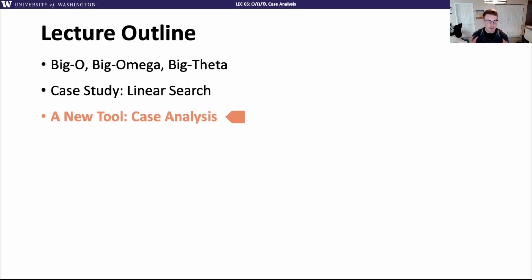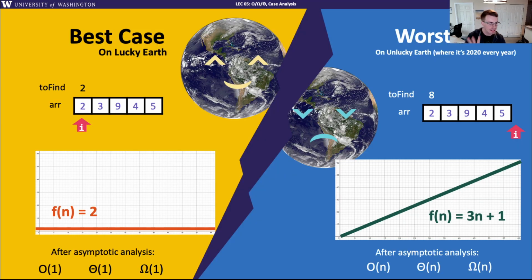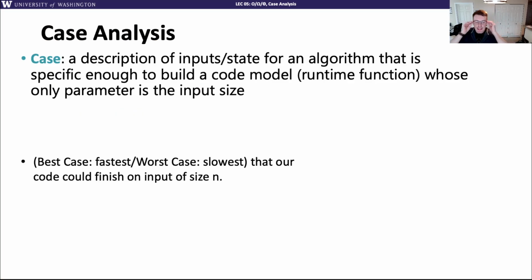So now I want to talk a little bit more about thinking about this case analysis. Thinking about these worlds is completely separate. So we're going to consider case analysis as identifying cases. A case is some description of the inputs or the state for an algorithm that's specific enough and important enough for you to build a code model around it. Remember, code models give us runtime functions. And remember, all those runtime functions we always come up with is a function that takes the input size as a parameter and returns the number of steps or the number of operations.